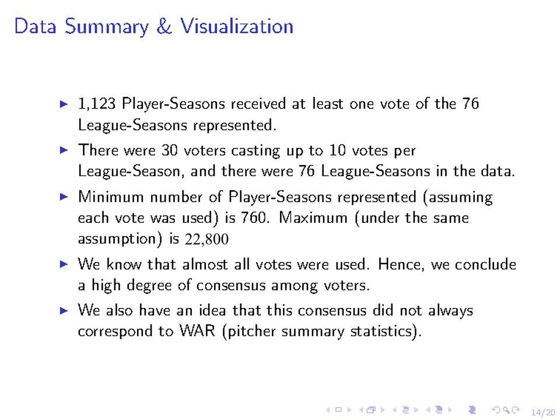But the fact that we have 1,123 players over that period of time receiving votes means there's quite a bit of consensus. That's a lot closer to 760 than it is to 22,800. And especially given that we know that almost all votes were used, so almost all ballots are completely written in. So we conclude a high degree of consensus among voters. We also have an idea that this consensus did not always correspond to WAR, given things like pitcher summary statistics.